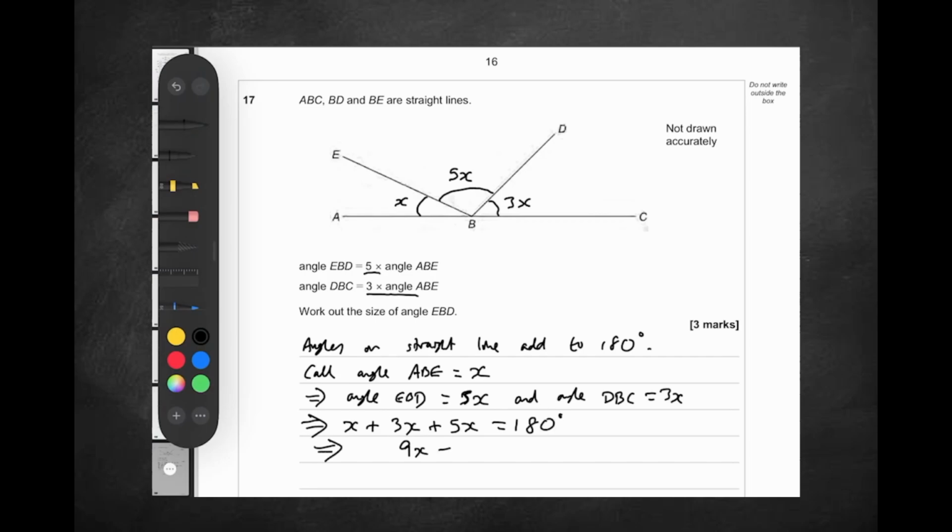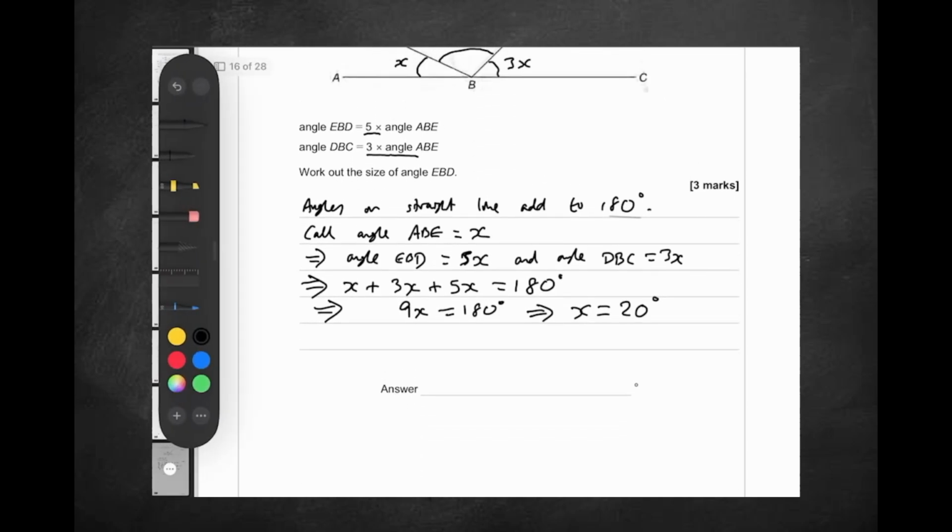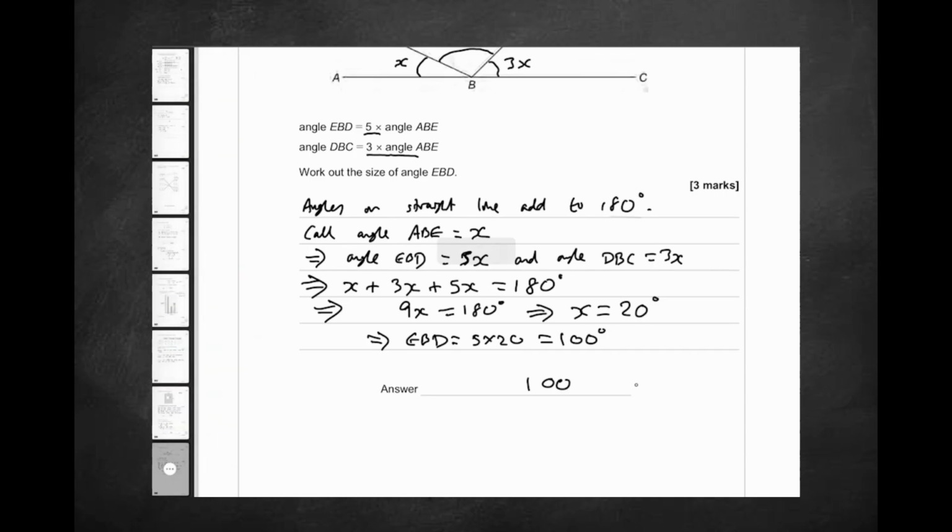Therefore, 9x equals 180 degrees. Therefore, x equals 180 divided by 9, which is 20 degrees. But the question wants us to find the angle EBD. Therefore, EBD equals 5 times 20, which just equals 100 degrees.